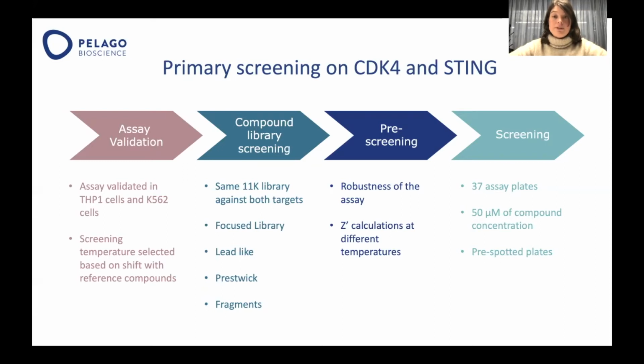We also included the Prestwick library, and also part of the library were fragments. We did a pre-screening where we checked the robustness of the assay and did Z prime calculations at the different temperatures. And in the end, we did a compound screening of 37 assay plates. These were pre-spotted, and we used a concentration of 50 micromolar for the screening.